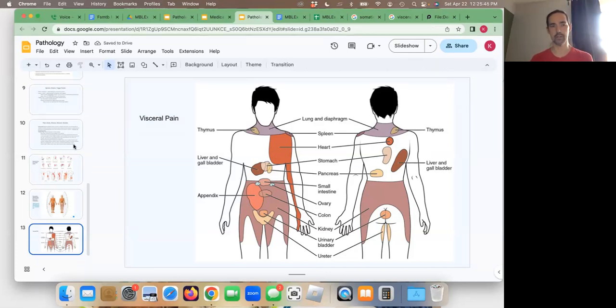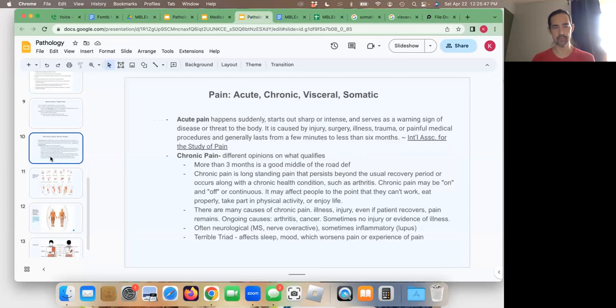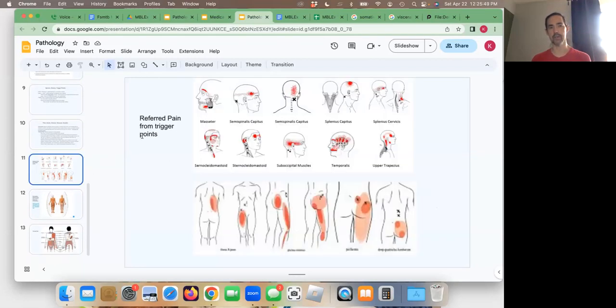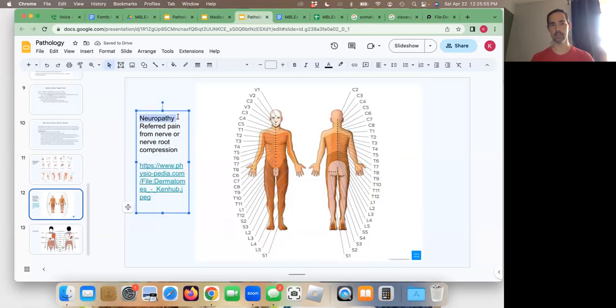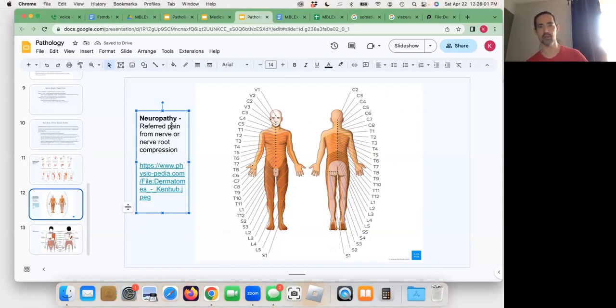All right, so I just added a couple pieces of information to clarify things. And these are terms that I want you to be really familiar with for the MBLEX. So the term that I was struggling to remember, which is referred pain from a nerve root or from some part of the nerve pathway, is neuropathy. Pathological means disease state or abnormal. And then neuro refers to nerve.